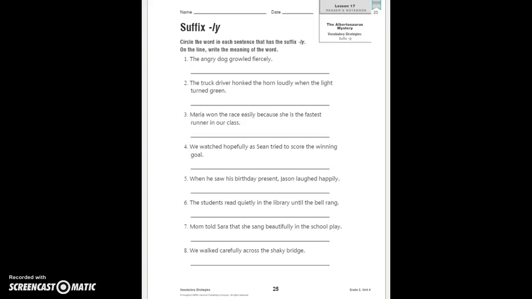Now turn to page 25 in your reader's notebook. It's your turn to practice and to try the suffix ly. The directions read to circle the word in each sentence that has the suffix ly. On the line, write the meaning of the word. Let's do the first one together.